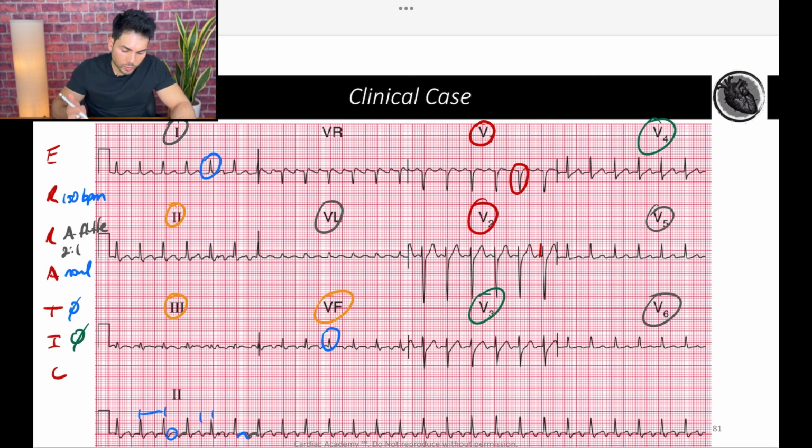Then there's no evidence for the Sokolow-Lyon criteria, nor for the Cornell criteria. Axis is normal, so there's no right ventricular hypertrophy either. So chambers are normal, okay? So in conclusion, we have A.Flutter with a 2-to-1 block with a rate of 150 beats per minute, okay?